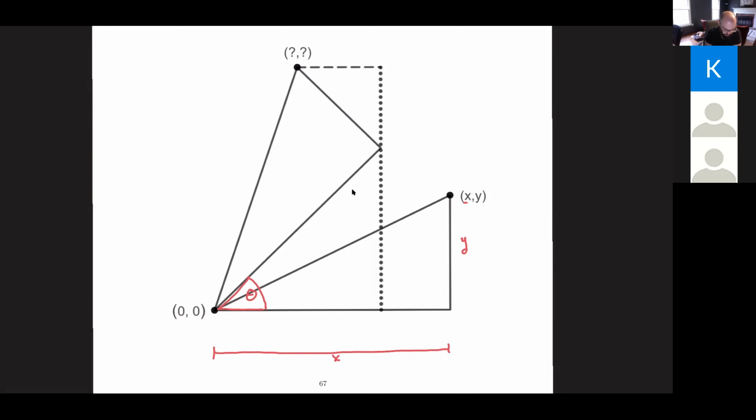I guess I didn't write these in, but these should be right angles. I'll put this in here as well. So any ideas on how we can fill out this picture? Well, if the rotated triangle is the same one, right?